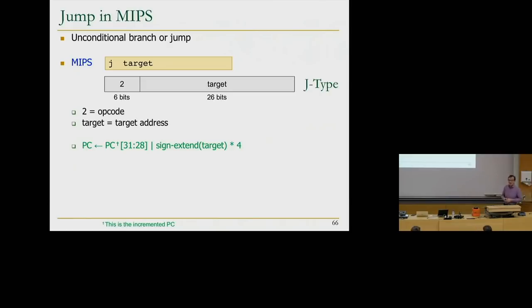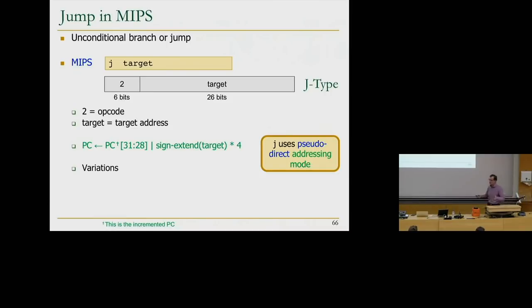So this is how you can calculate your address. If you know you want to jump to some instruction, you need to calculate what target you should put into your instruction if you're doing this machine level coding. Of course, most people don't do that. The compiler figures out which target bits to put in an instruction because it knows where the program should jump. This is another addressing mode. The address is calculated using pseudo-direct addressing mode. You don't have to remember that.